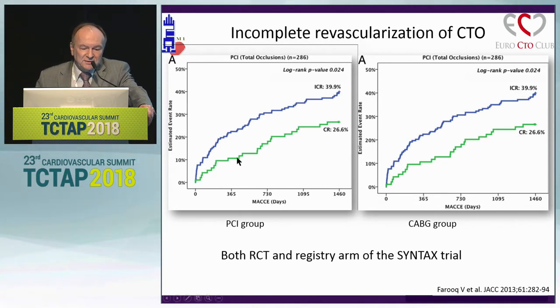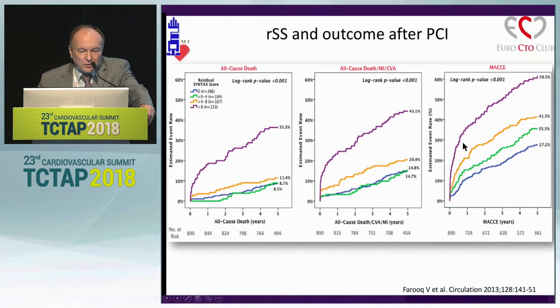If we look at SYNTAX total occlusion groups, and there were a lot of CTOs included in the SYNTAX trial, you see that the incomplete revascularization, especially in the PCI arm, was connected to a higher event rate. Similarly, in the CABG group, this was less affected. What we learned was if we leave lesions behind, as assessed then by the residual SYNTAX score, the outcome of the patient is affected.